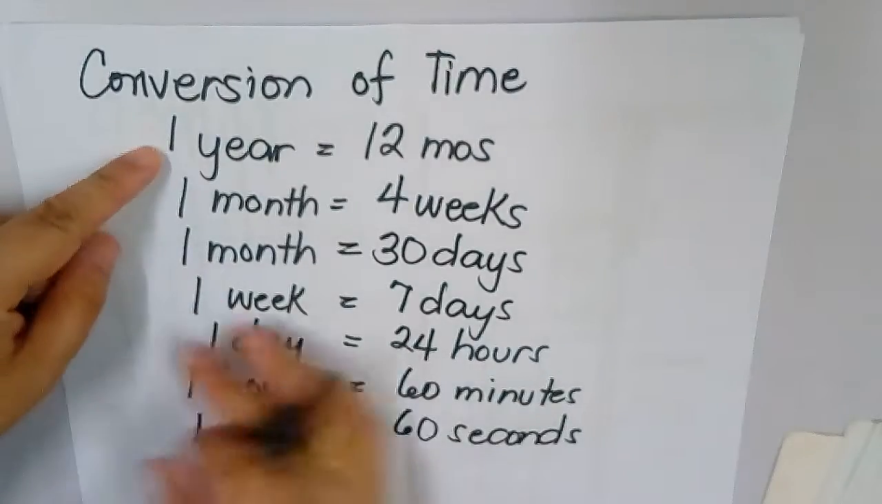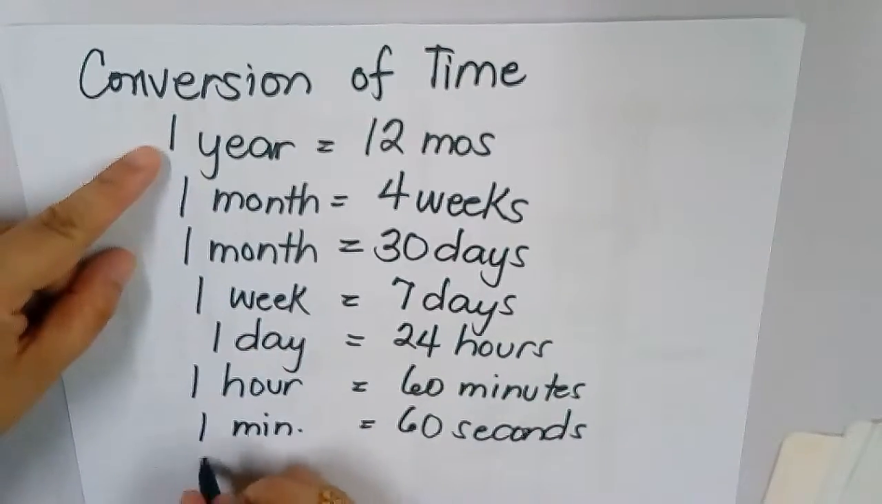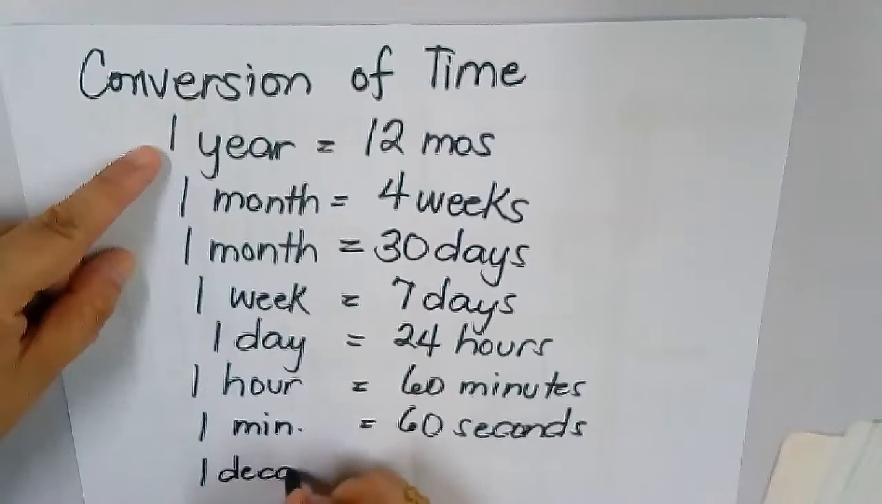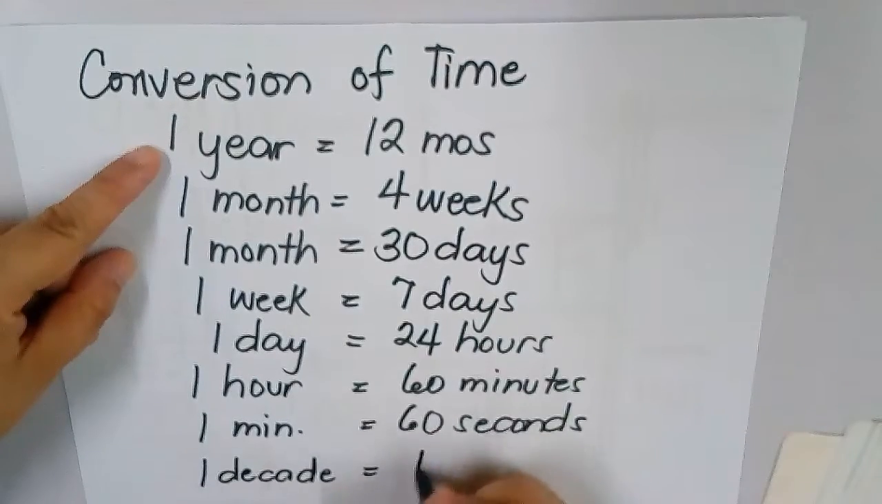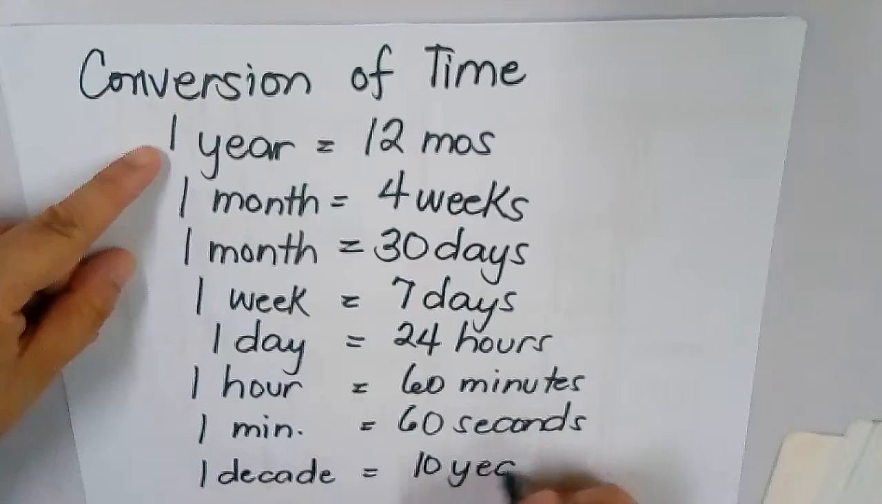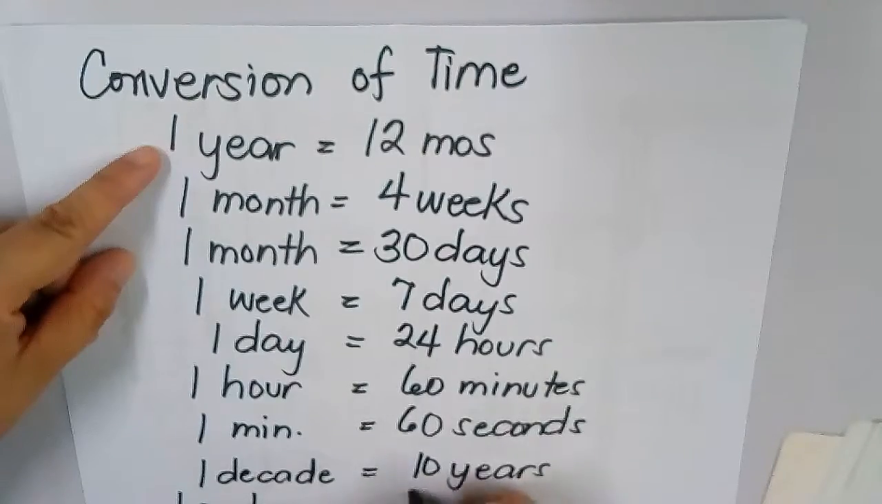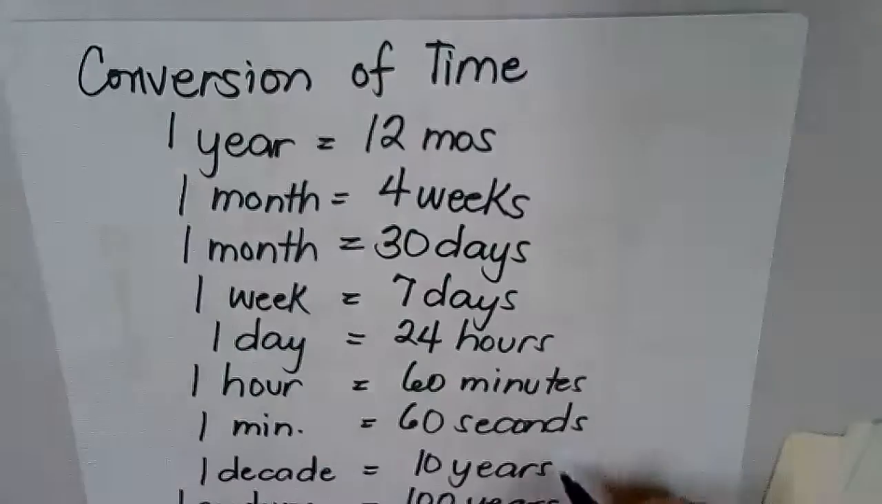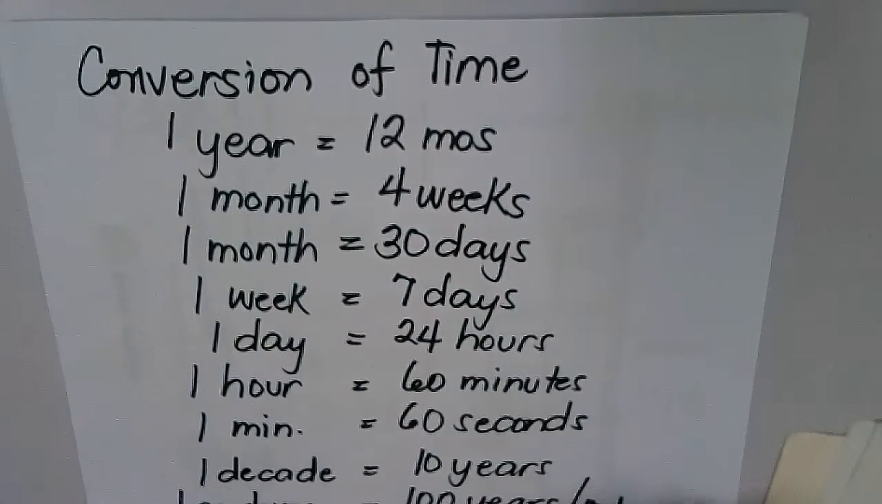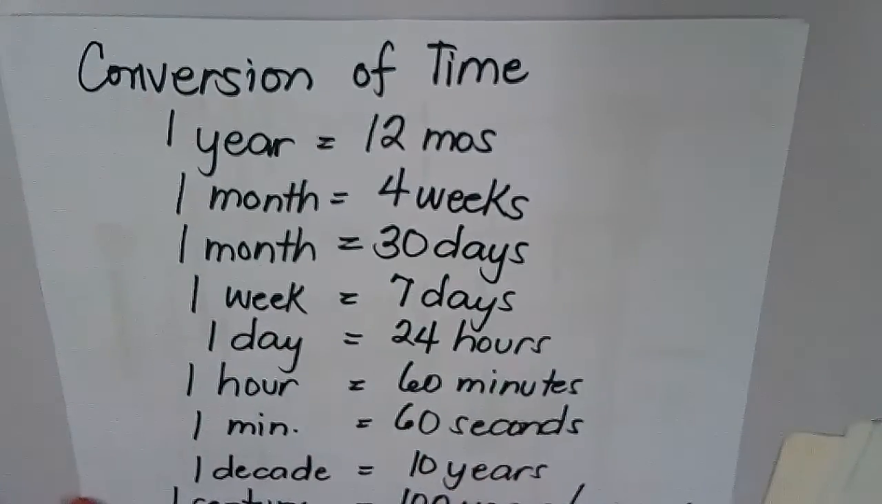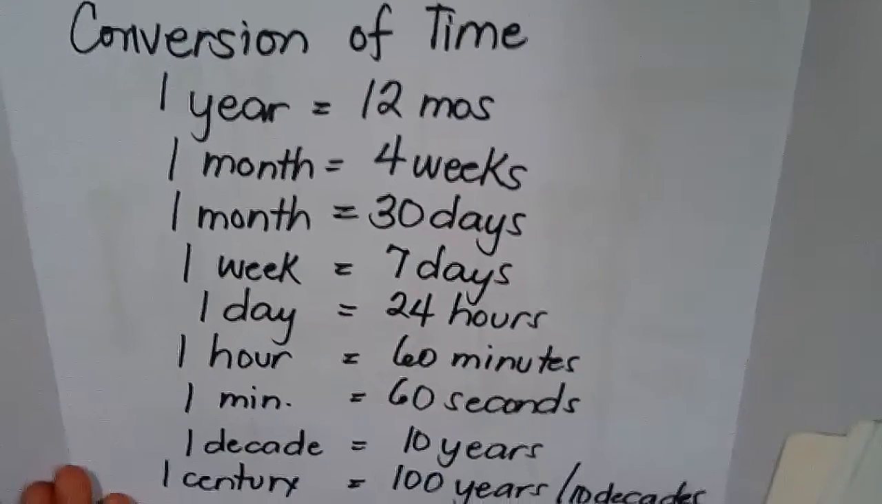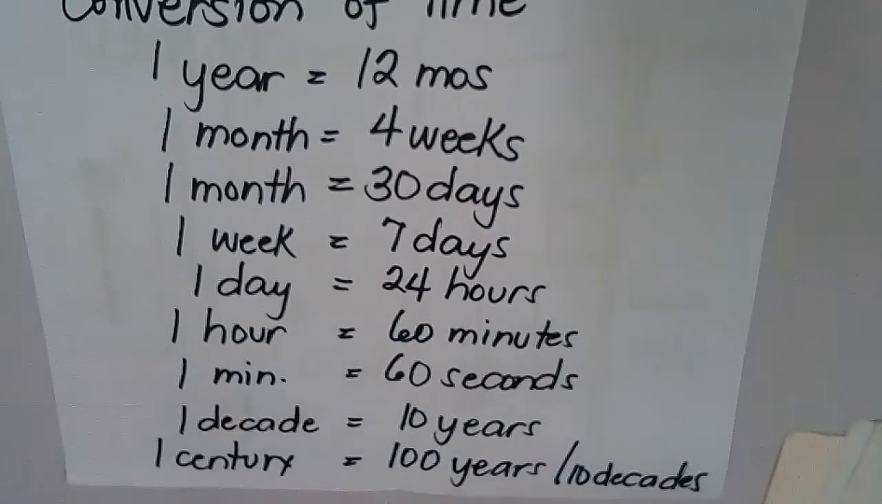Okay. Dito rin pala sa year, we have 1 decade. We have 10 years. And for 1 century, we have 100 years or 10 decades. So, ito ngayon, ang mga i-convert natin for the conversion of time. Okay?